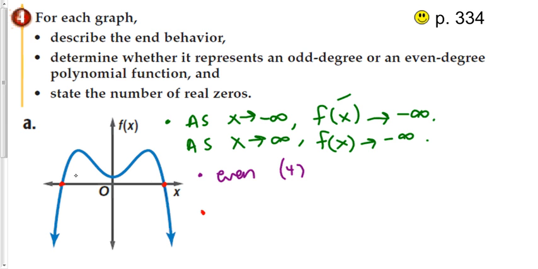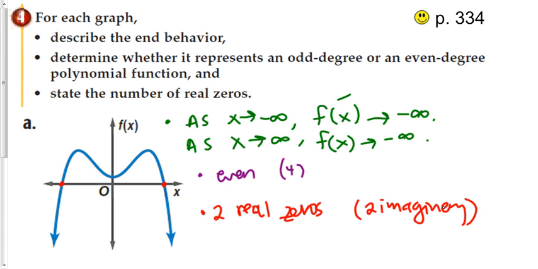So we can see that there's 2 real zeros. And what that means is the other 2 are imaginary. So the number of zeros will always add up to the degree. So we've got 2 real zeros. And just to make a note here, that means that 2 are imaginary or complex.